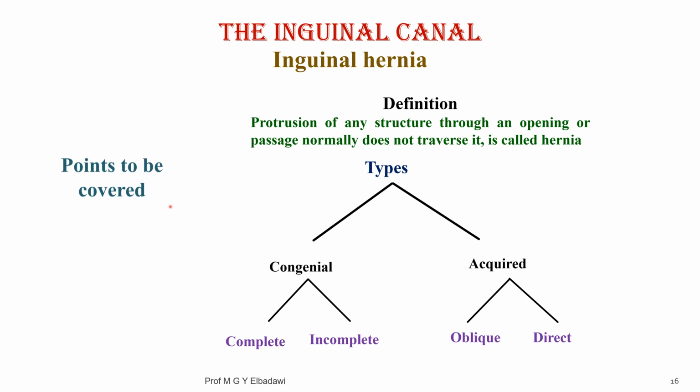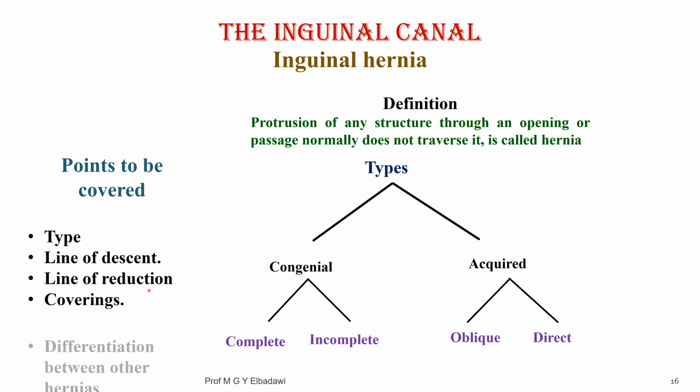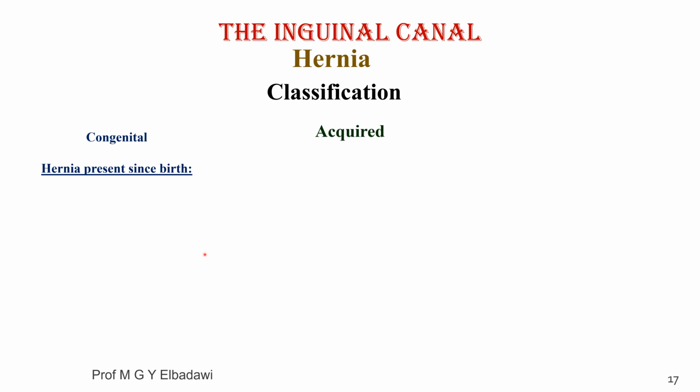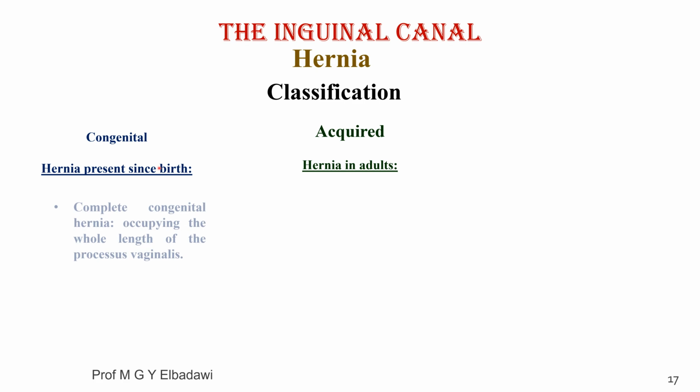But the points to be covered for any hernia, when you are discussing a hernia, you should know the type, the line of descent, the line of reduction, the coverings, and how to differentiate between that hernia and other hernias. So, classification here: the congenital hernia is present since birth, while the acquired hernia is in the adults.